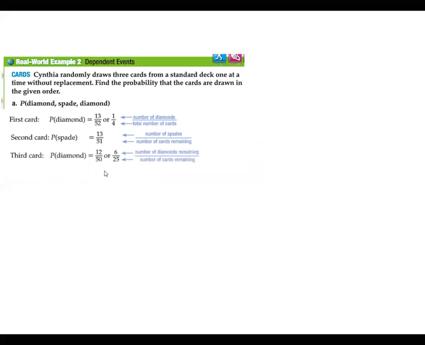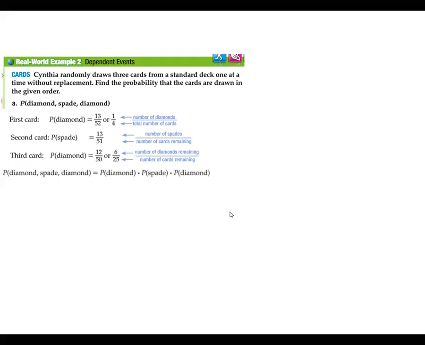Now, don't do 13 out of 50, because remember, you're already assuming the first card you picked was a diamond. So if that's true, then the next time you pick a diamond, there's only 12 to choose from. And since you drew a first card and a second card, now the number of cards remaining is 50. So the first card, pick a diamond, is 13 out of 52. The second card is pick a spade. There's still 13 spades left, but the number of total cards remaining is 51. And then your third card, you want to pick another diamond. Well, there's only 12 diamonds remaining, and then there would only be 50 cards remaining altogether.